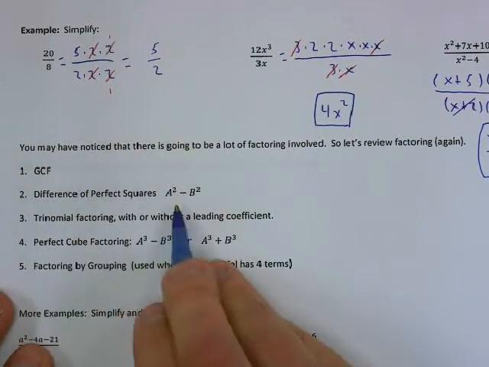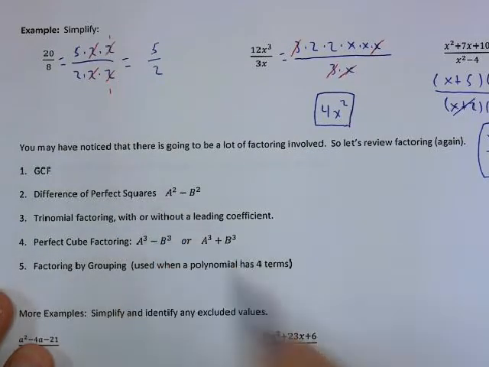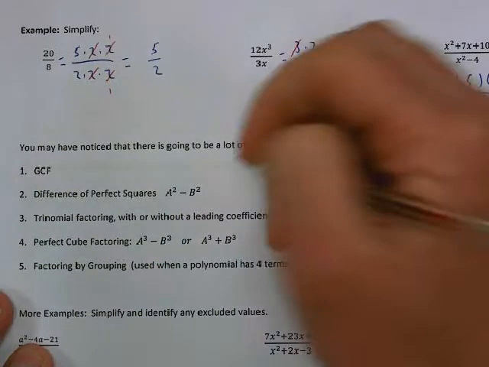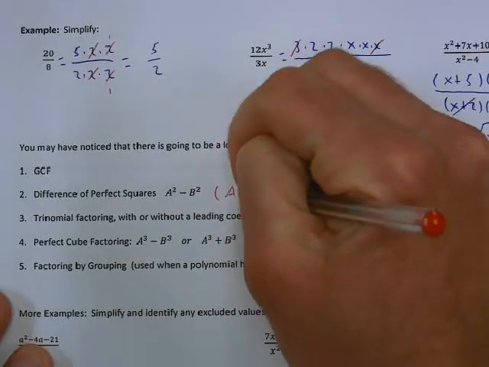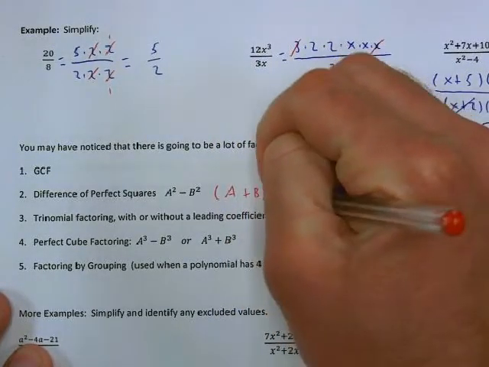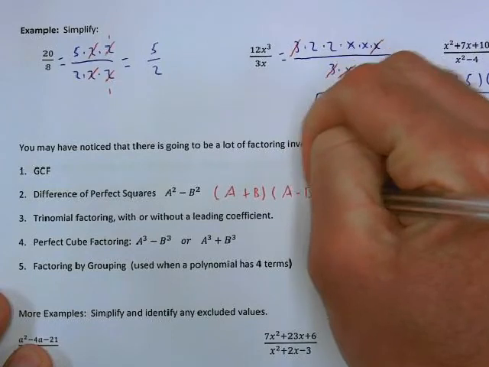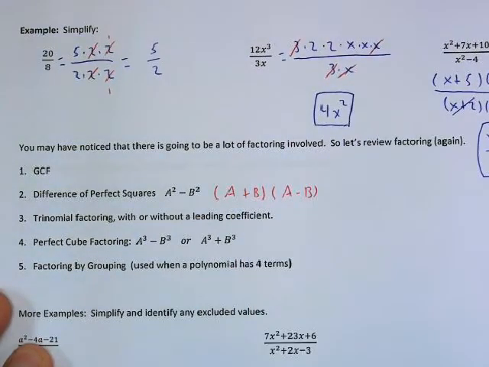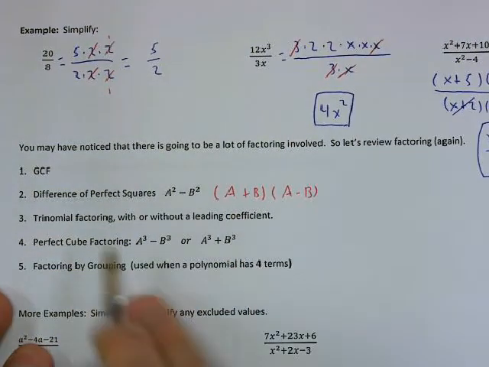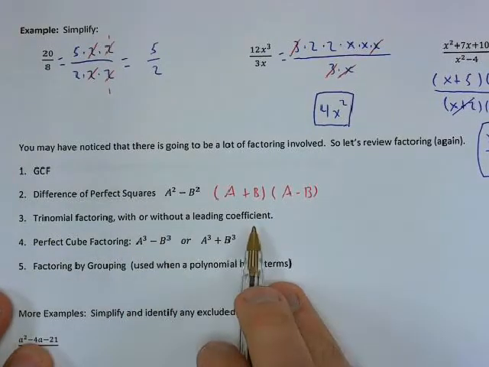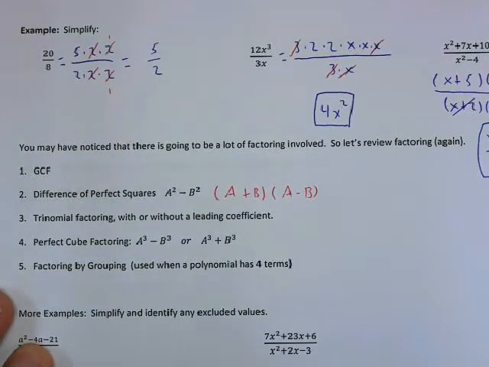Next, what if we have a difference of two squares? So something in the form a squared minus b squared. How is that going to factor? Well, that's going to factor into a plus b times a minus b. And the order doesn't matter. You can go a minus b times a plus b. Okay. Trinomial factoring, that could be with or without a leading coefficient. That's just the normal factoring here.